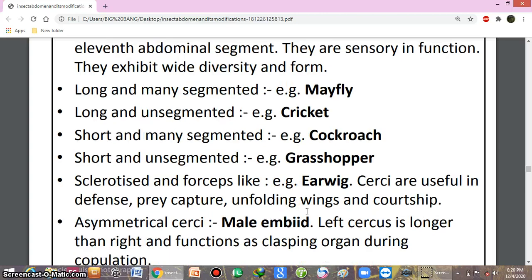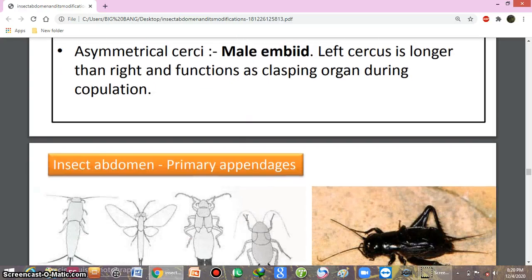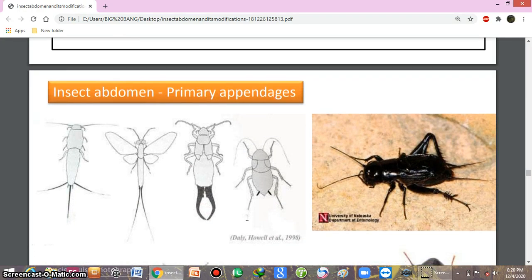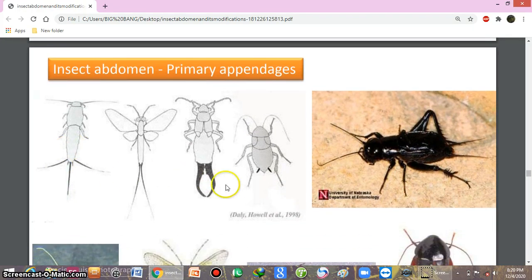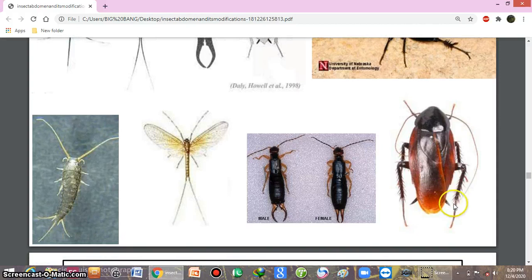Asymmetrical cerci are present in male mantids, where the left cercus is longer than the right and functions as a clasping organ during copulation. Insect abdominal segments and cerci are visible in various insects. These are the cerci in male and female. Cerci are different.